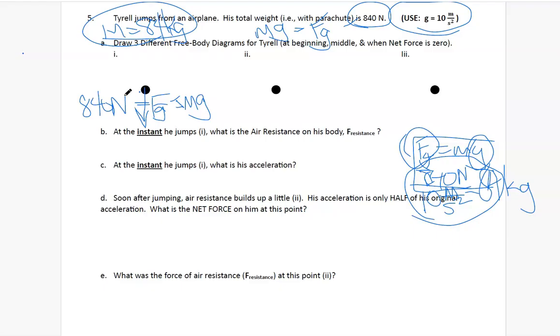But the instant he jumps from the plane, he hasn't built up enough speed. He hasn't built up any speed in that instant to start rubbing against the air and creating air friction, air resistance, drag. So as he falls, he still has a weight. The weight never changes. His weight is not changing as he falls. It's always going to be 840 newtons. But what's also happening is now air resistance is starting to build up. And I'll abbreviate this as force sub R for resistance.